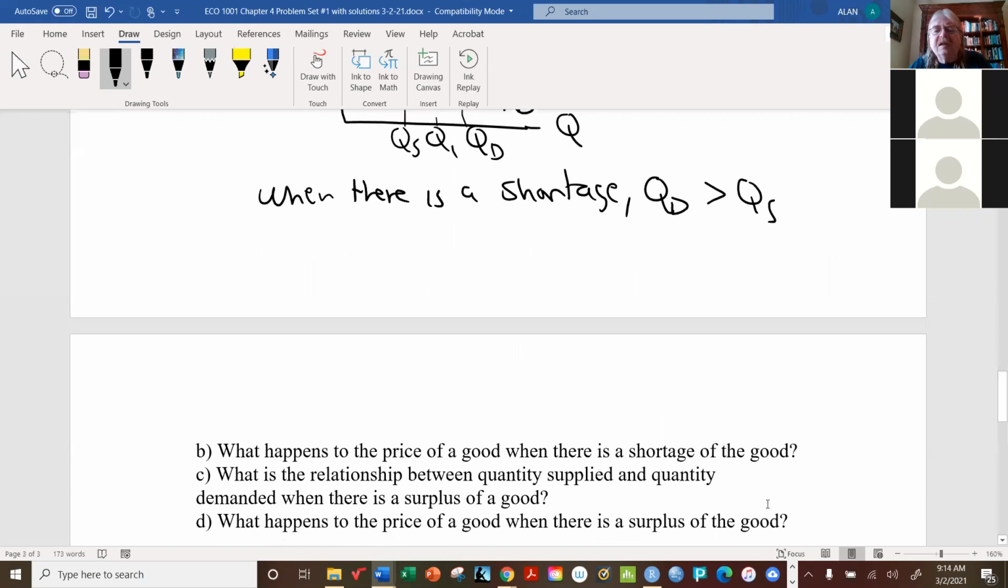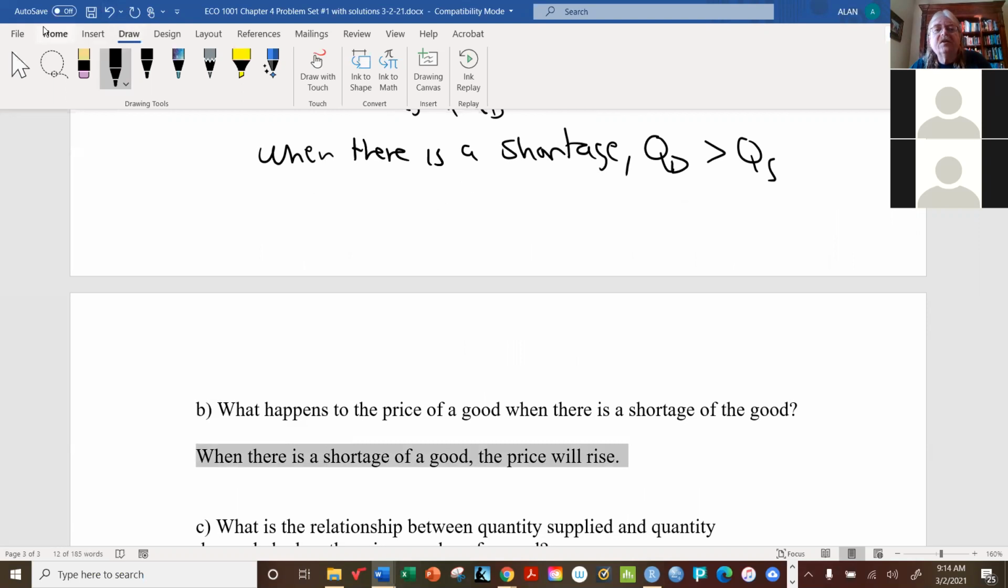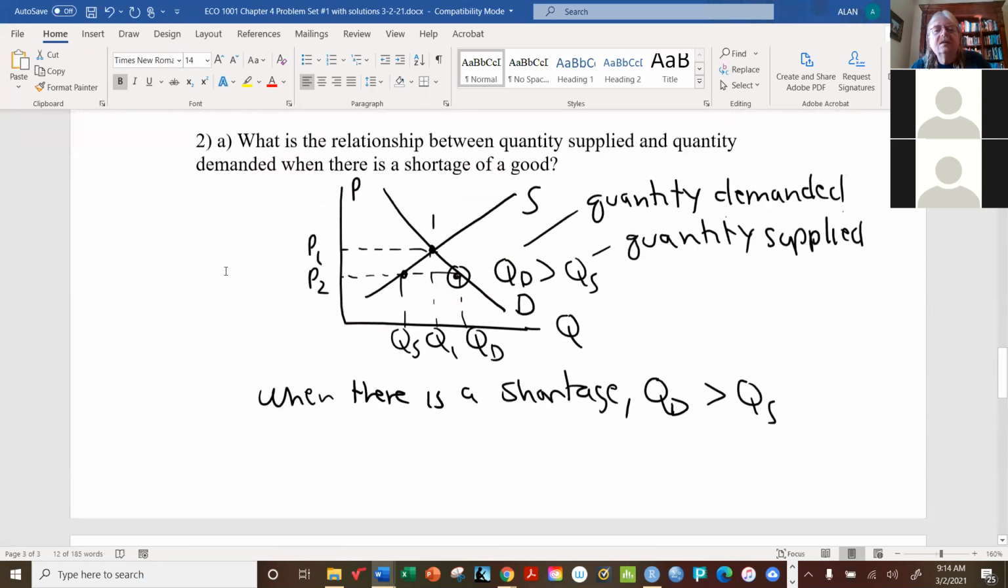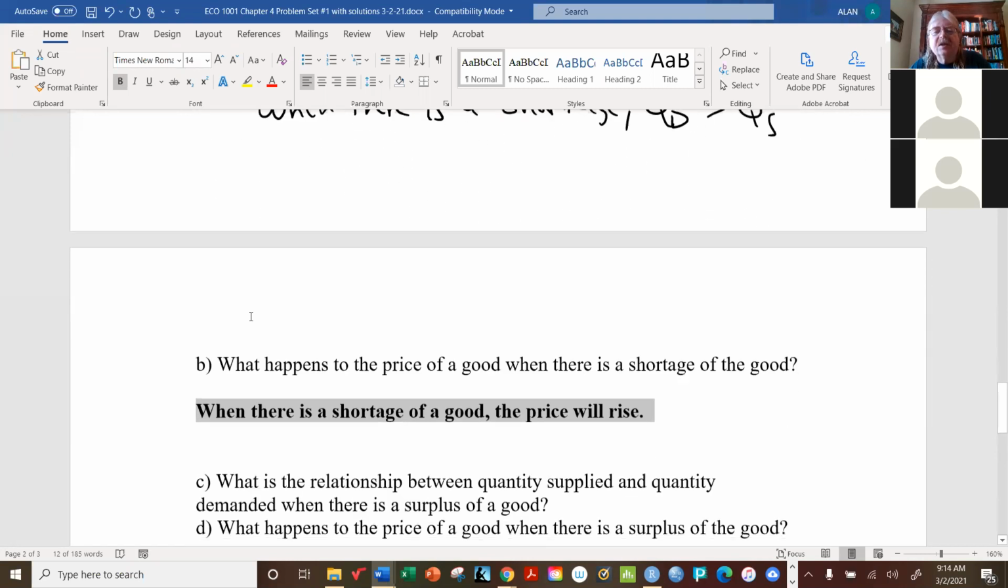So in part B, the follow-up question, what happens to the price when there's a shortage? The price has to rise. Okay, and that's it. That's the bottom line. When will it stop rising? When we reach equilibrium. So the market will take care of itself. It'll automatically adjust to bring us back into equilibrium. And then it'll stop adjusting.